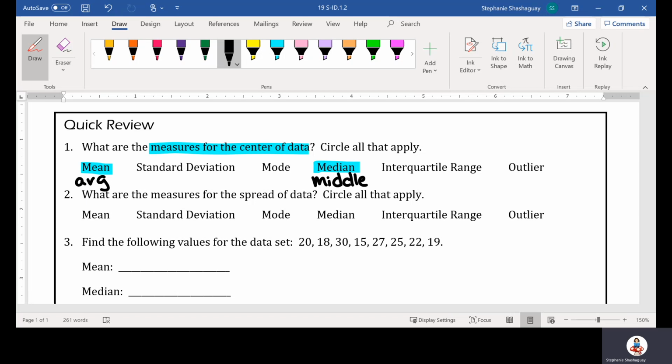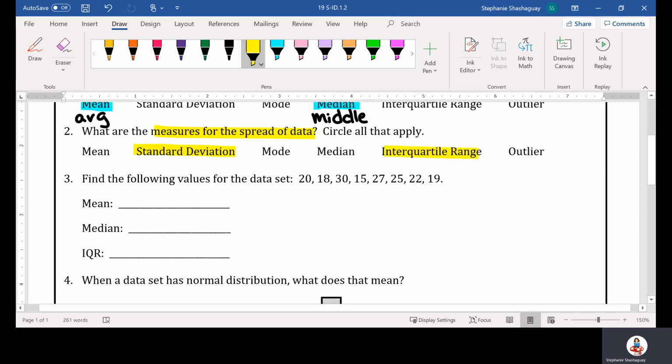What are the measures of spread of data? Well, our measures of spread include our standard deviation and our interquartile range. That's our measure of spread. So find the following values for the data set 20, 18, 30, 15, 27, 25, 22, and 19. The first thing we need to do is put this data in order.